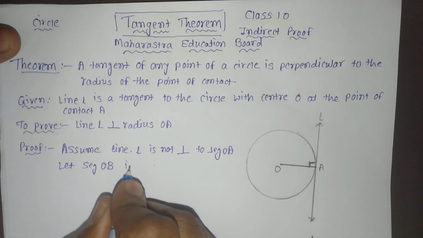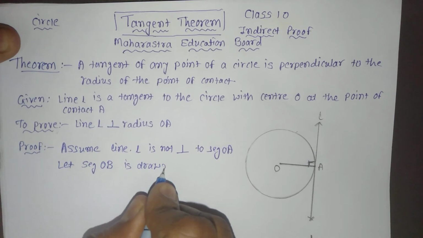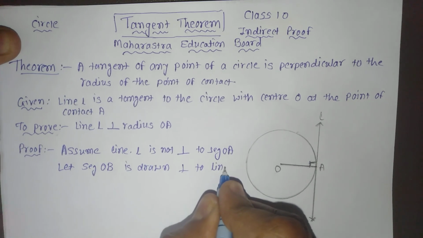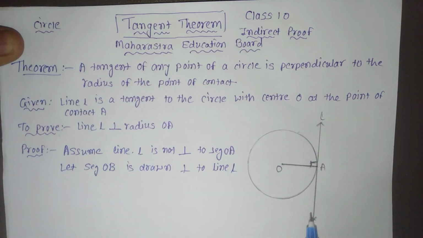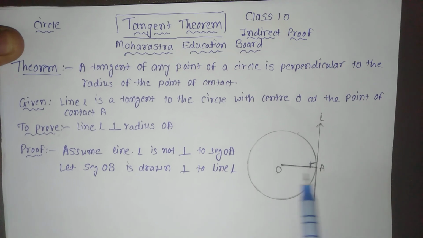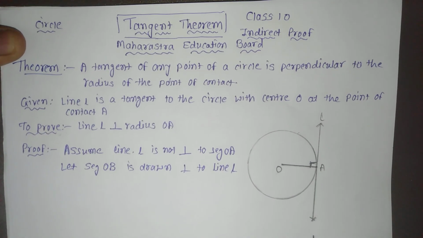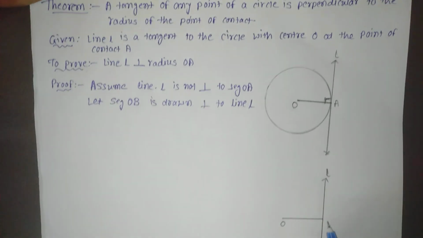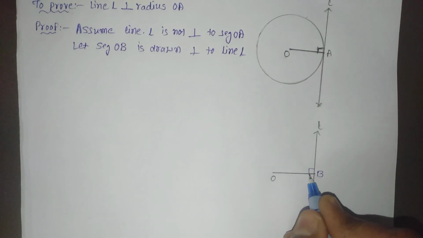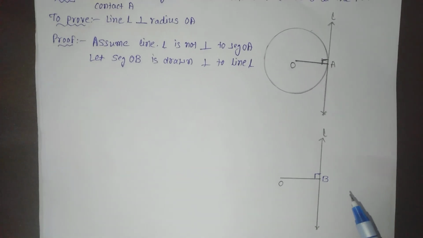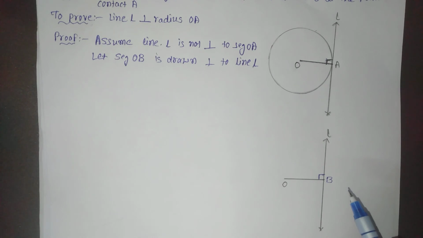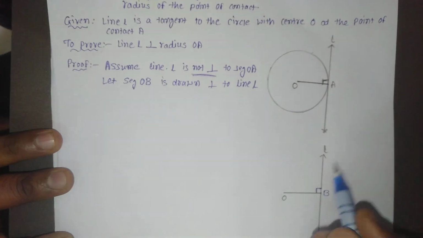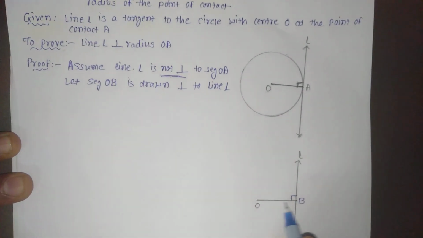is drawn perpendicular to line L. We have assumed that this line L is not perpendicular to OA. Then we have assumed that line L is perpendicular to OB. Here you can see, whatever we wanted to prove, we have assumed that line L is not perpendicular to segment OA. It is not perpendicular to segment OA. Then I have assumed that it is perpendicular to OB.